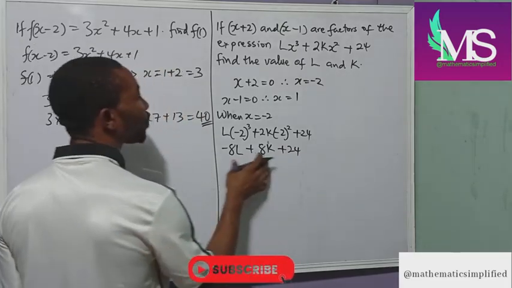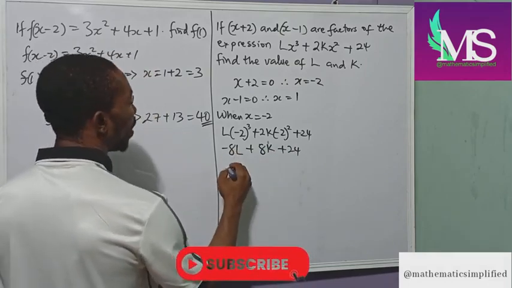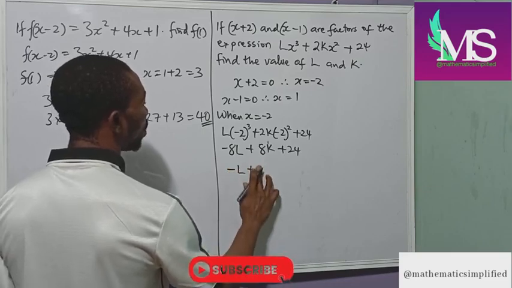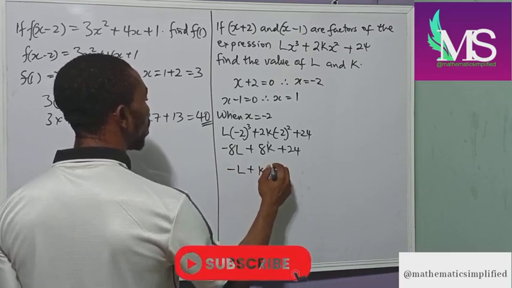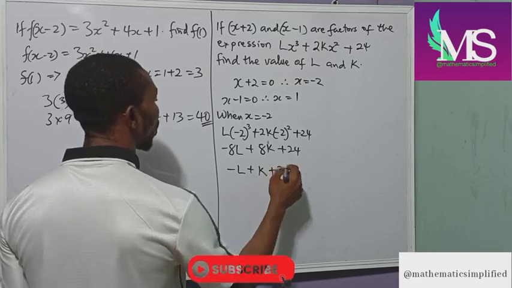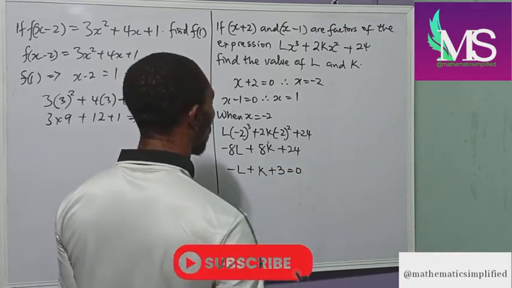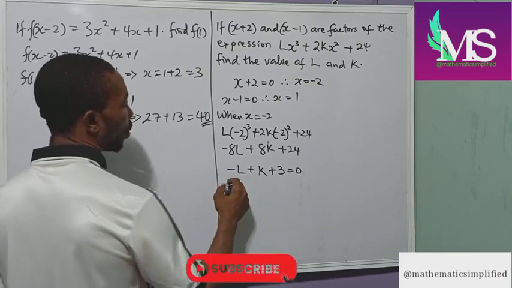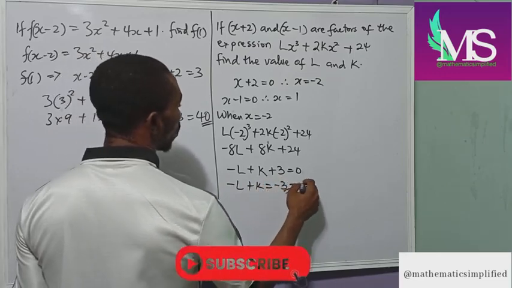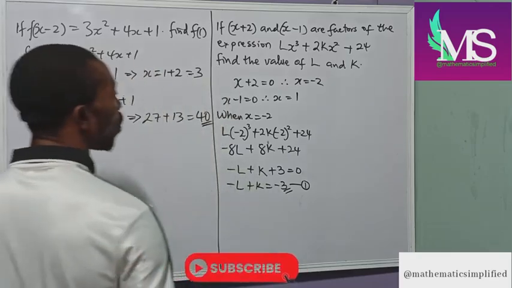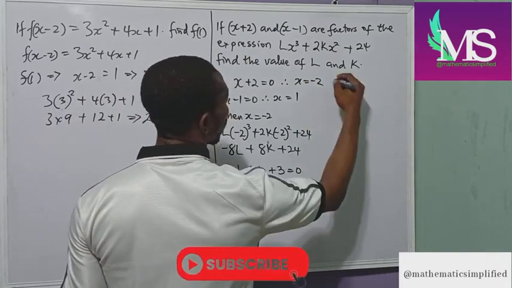Now we can break this down by 8. Dividing through by 8, we'll have minus L plus K plus 3 equals 0. So we can now turn this around to become minus L plus K equals minus 3. Call this equation 1.